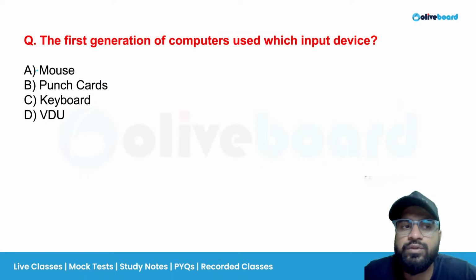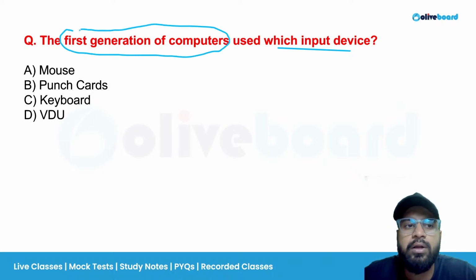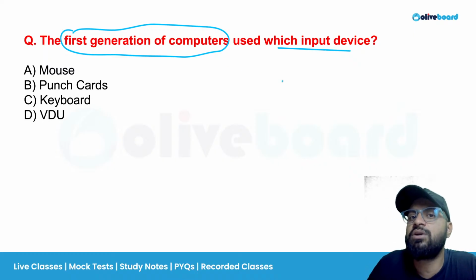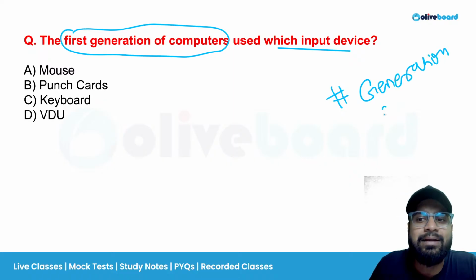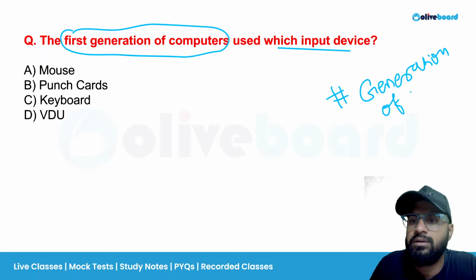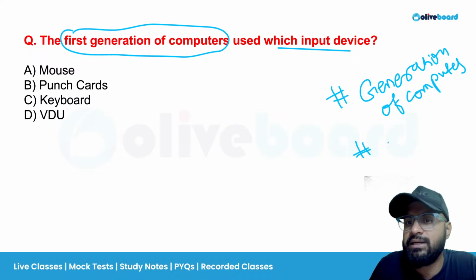Okay, so now let's move to the next question. The first generation of computer used which input device? Students, here we are talking about the first generation of a computer. So this question is from your computer fundamentals, generation of computers. I am telling you the topic name also, so that you can get what kind of questions you are getting here. So which will be the correct answer here?